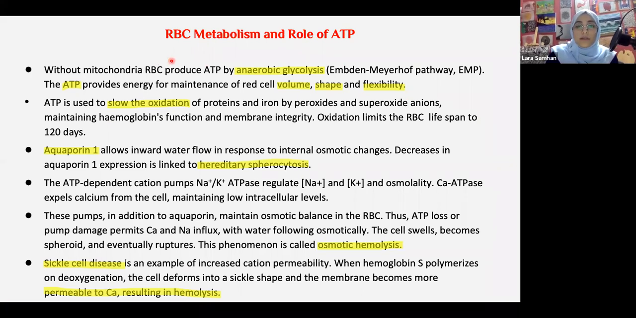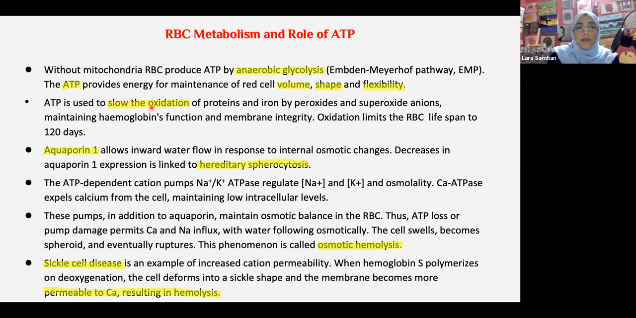It's going to produce ATP through the pathway of glycolysis, in other words, anaerobic glycolysis. This anaerobic glycolysis is a pathway which at the end produces ATP. For each glucose molecule, we end up with 2 ATP molecules. This ATP is important to maintain the structure and function of the RBC, to keep it in a biconcave shape and flexible, able to move throughout the capillaries, veins, and arteries.